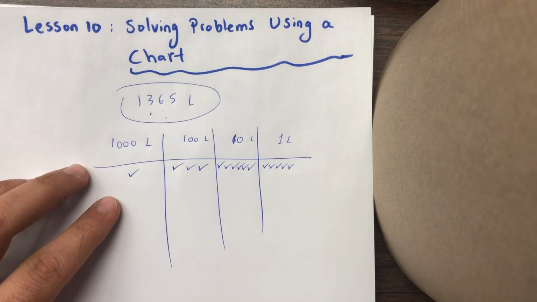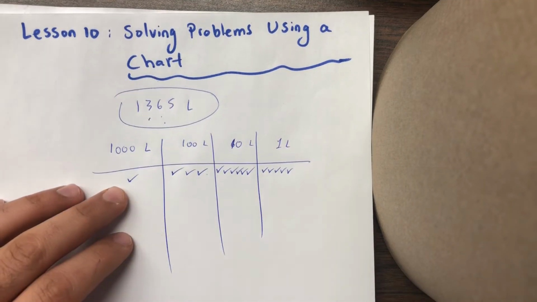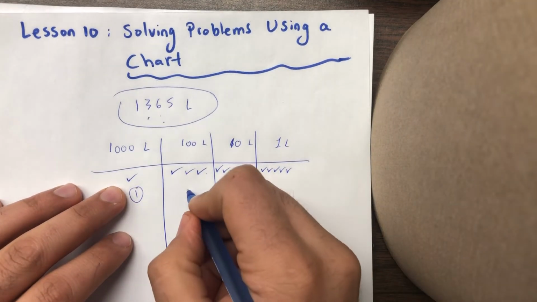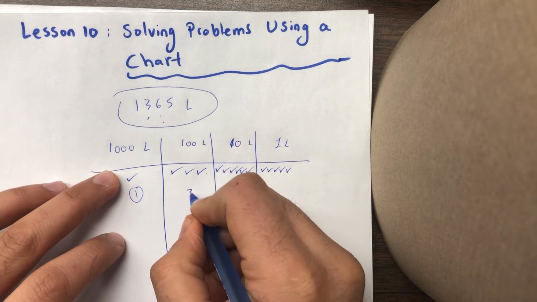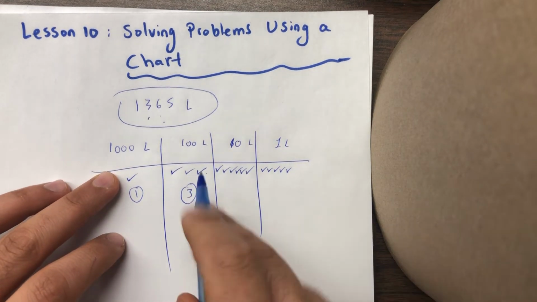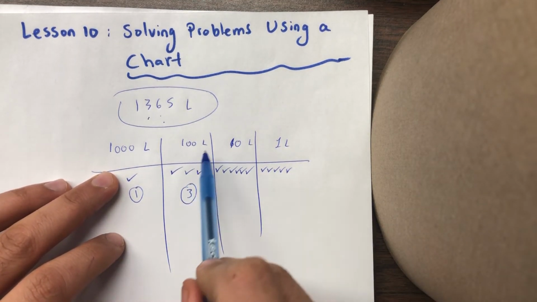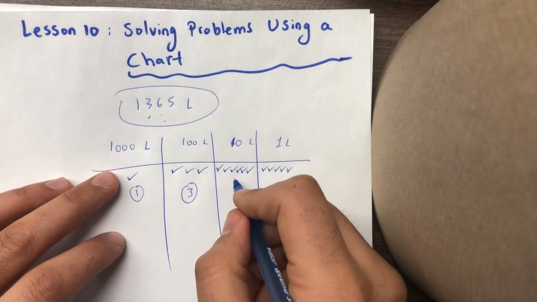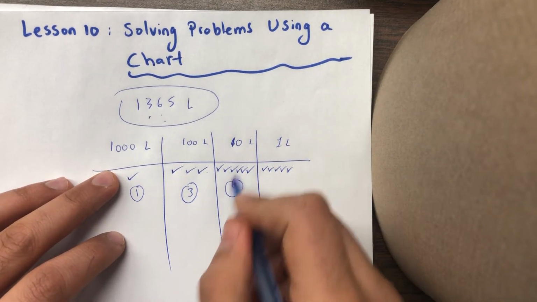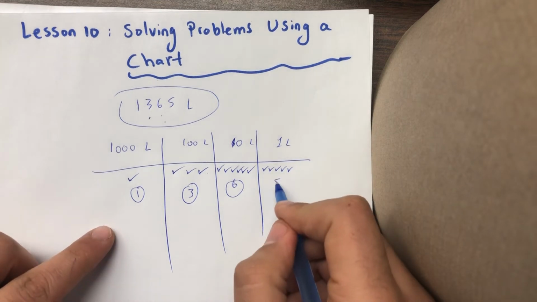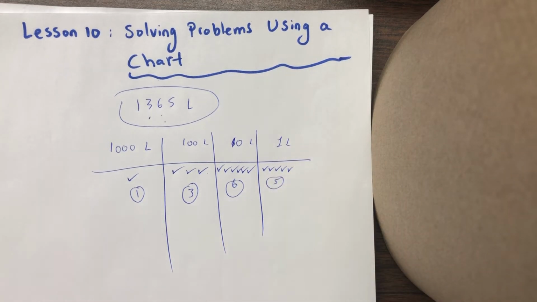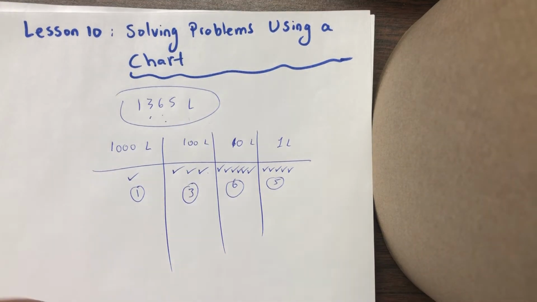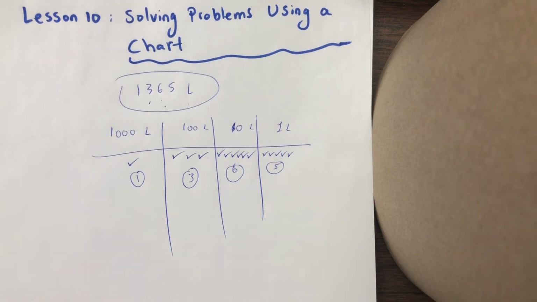1,365. So to get this amount, I required one of these containers, which is 1,000 liters, 3 of these, which is 300 liters, and 6 of these, which are 10 liters each, and 5 of these, which are 1 liter each to get that amount right there.